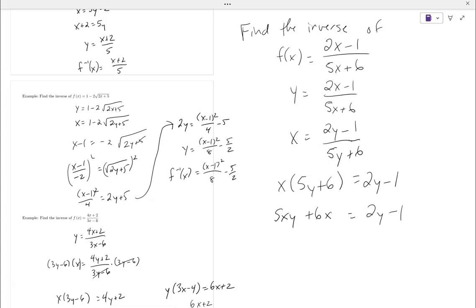What should we do now? Okay. You can pick, it doesn't matter which side you pick, I just need to get the y's on the same side and everything else on the other side, right? We can subtract the 2y over and subtract the 6x over, or you can subtract the 5xy over and add the 1. Either way is fine. You just have to get all your y's on one side. Which would you rather do? Do you want to subtract 2y or subtract 5xy? Literally does not matter, but yeah, subtract the 2y. You just have to make a choice.